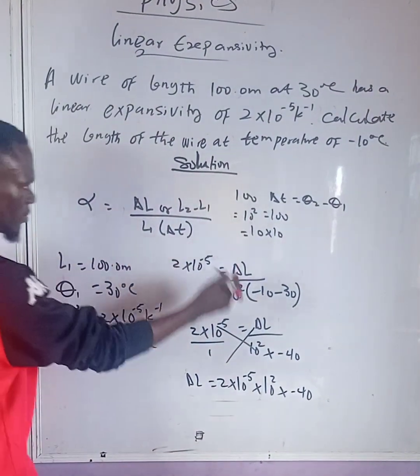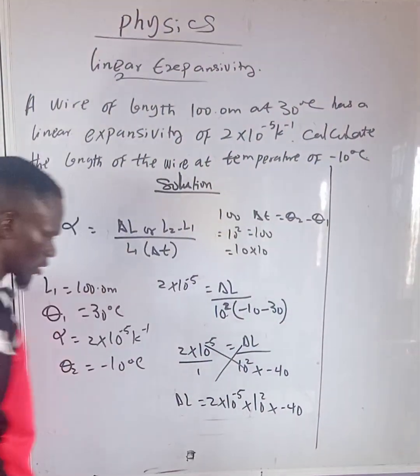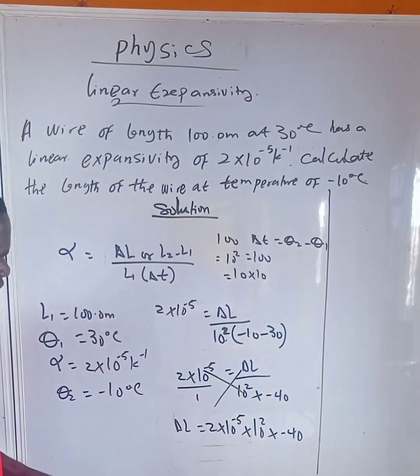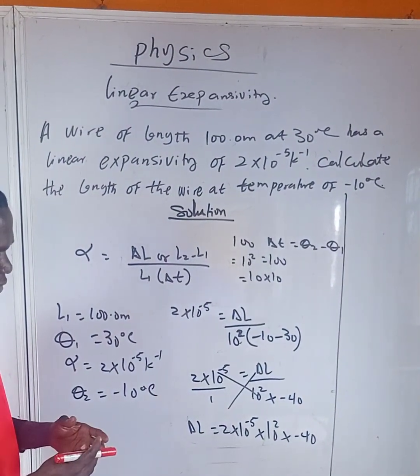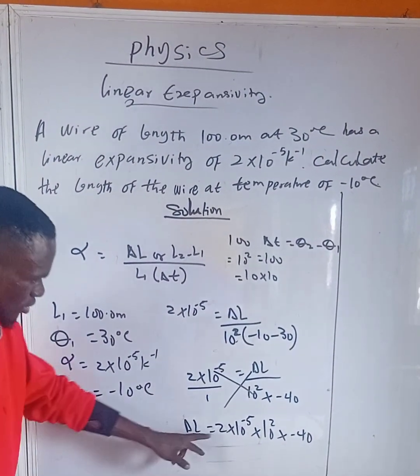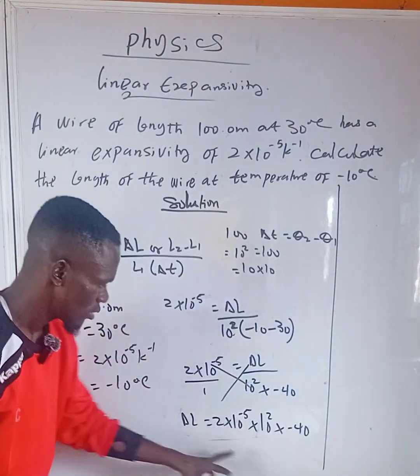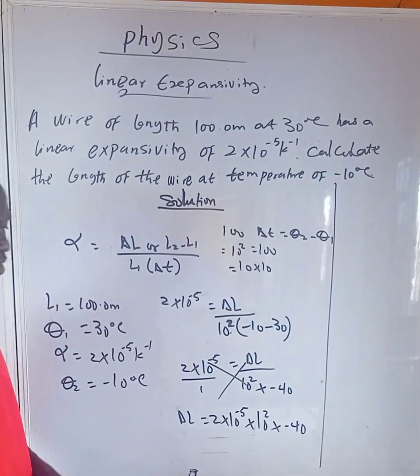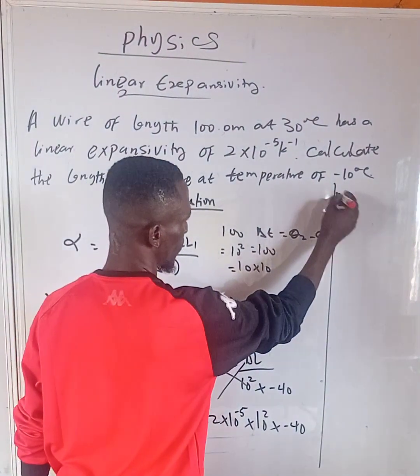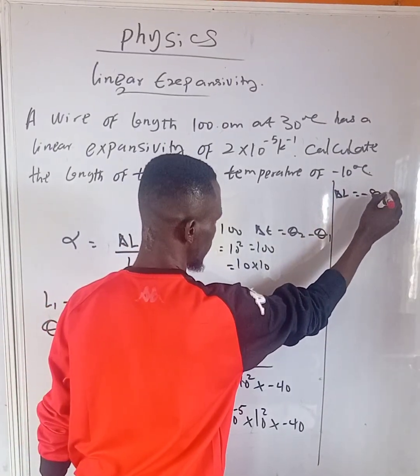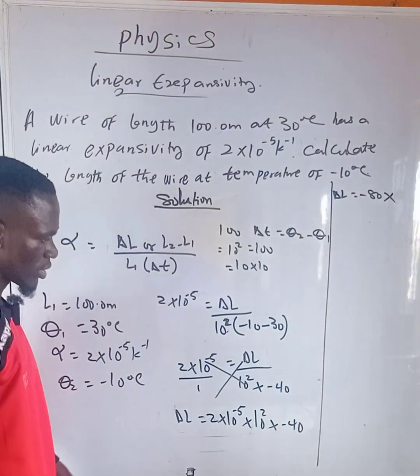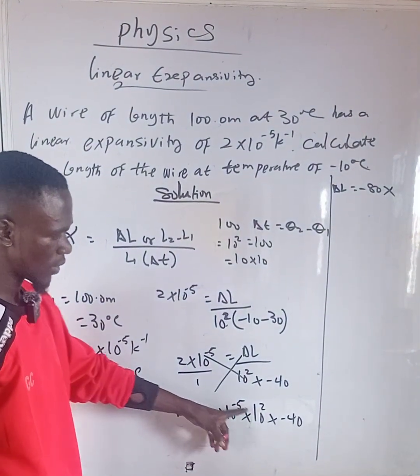So let's take the other side of the board. So now let's multiply it. We multiply the one that does not have a standard form, which is 2 and minus 40. So 2 times minus 40 will give us minus 80. Let's say we have minus 80, then times. Now when you look at this one, we have 10 raised to the power minus 5, we have 10 raised to the power 2.